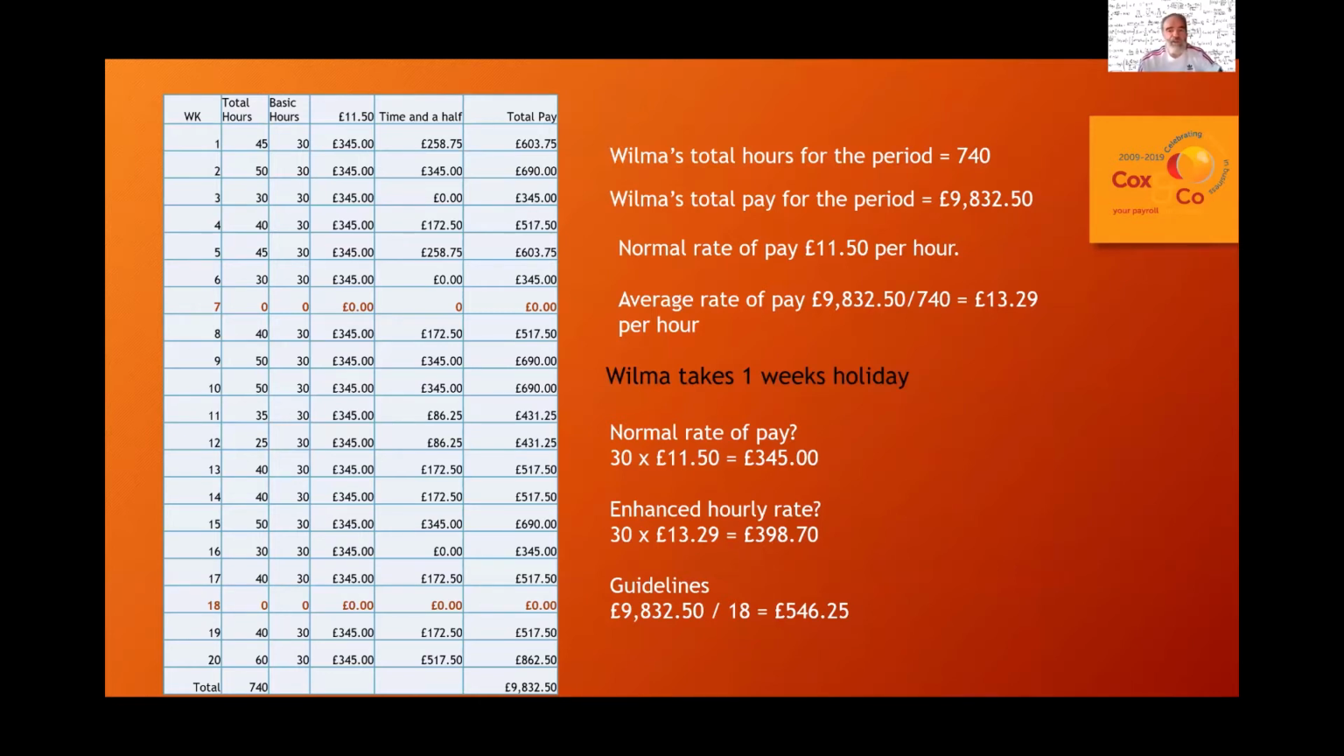And there's a lot to be said for an enhanced hourly rate. There we're saying, well, your week is 30 hours. Because you work overtime, your hourly rate is significantly higher than £11.50, and we've calculated it above and said, okay, we're going to pay you 30 hours at an enhanced hourly rate, a rate that reflects the rate of pay that you've received while you've been working. And if you applied that, then you come up with a higher figure, 398.70.